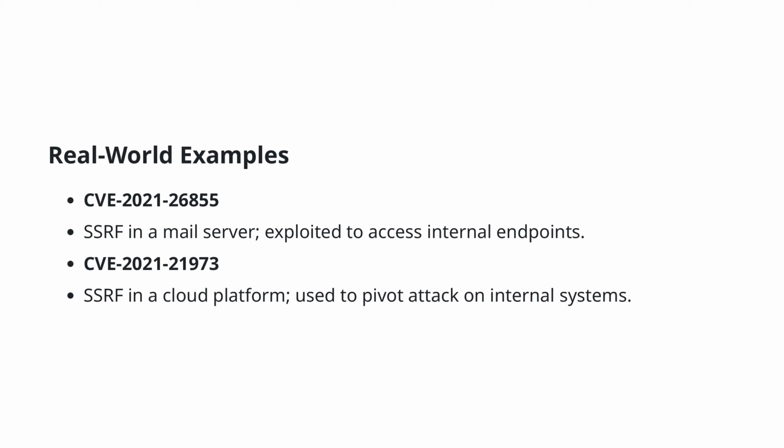The second example, CVE-2021-21973, details an SSRF vulnerability in a cloud platform. This was used to pivot an attack on internal systems, demonstrating the risk of SSRF in cloud environments and its potential to compromise numerous internal resources once the initial SSRF exploit is successful. These cases underscore the importance of robust security measures against SSRF vulnerabilities to protect sensitive internal services.